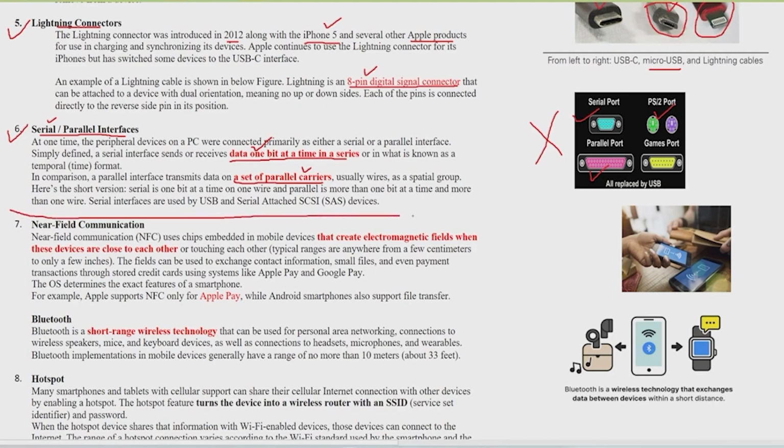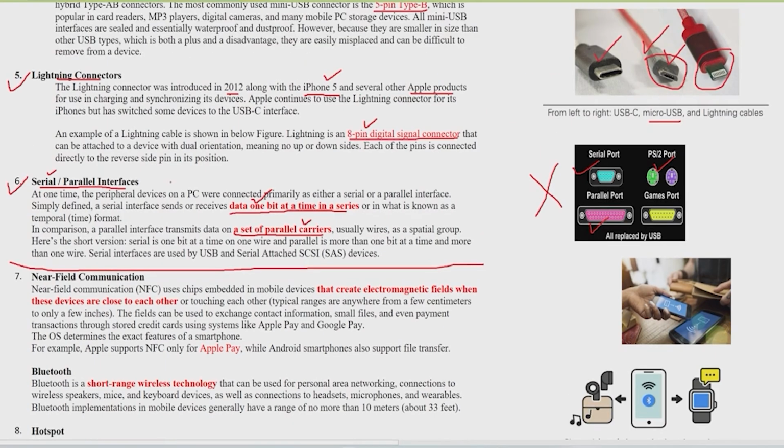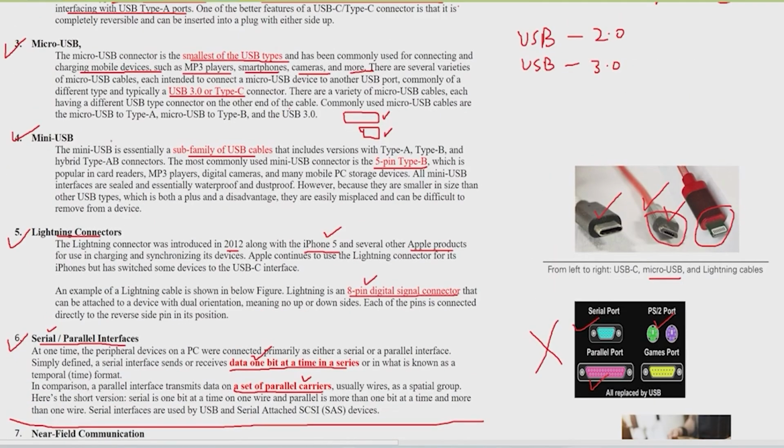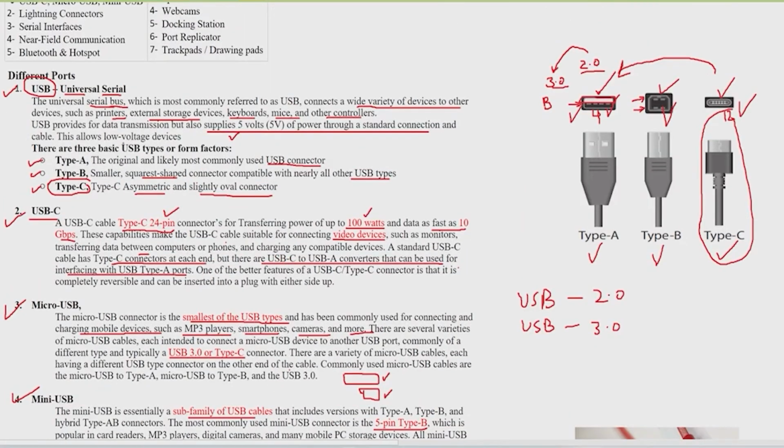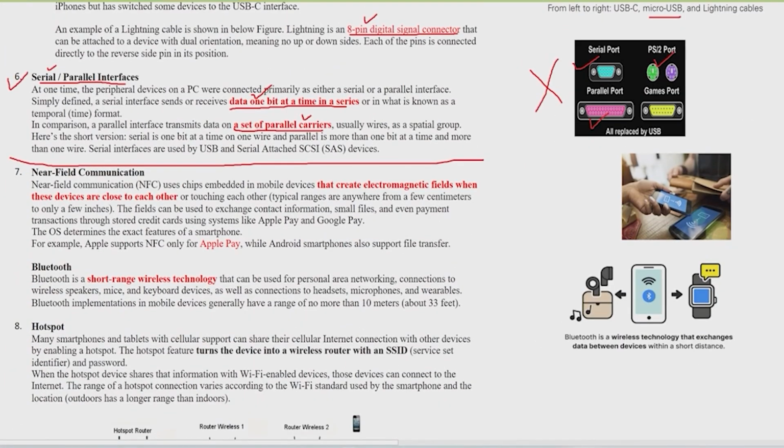Okay, here we have just finished the ports section. All the ports we understood. What are serial ports, parallel ports, lightning ports, mini ports, micro ports, USB port, USB-C port, USB Type A, B, C. What is the difference between these types of devices?